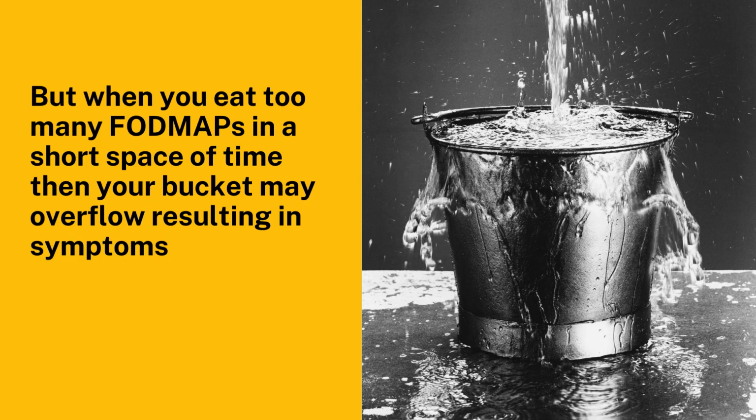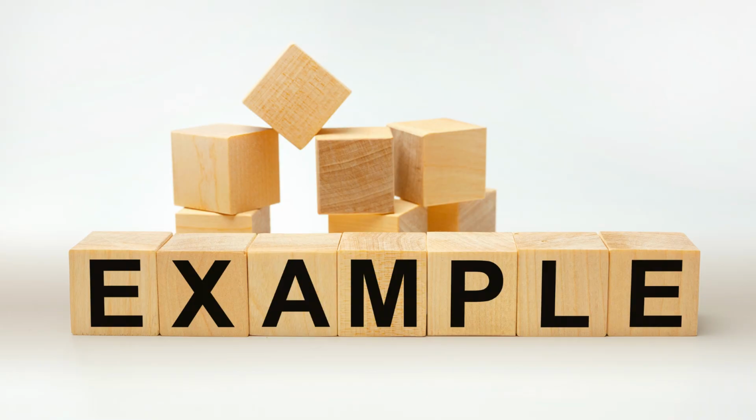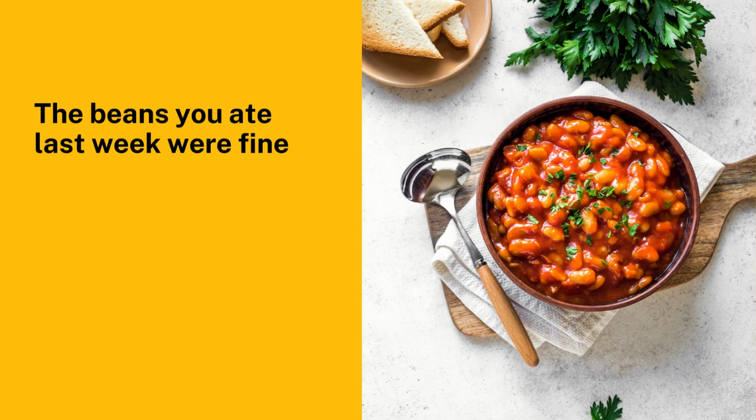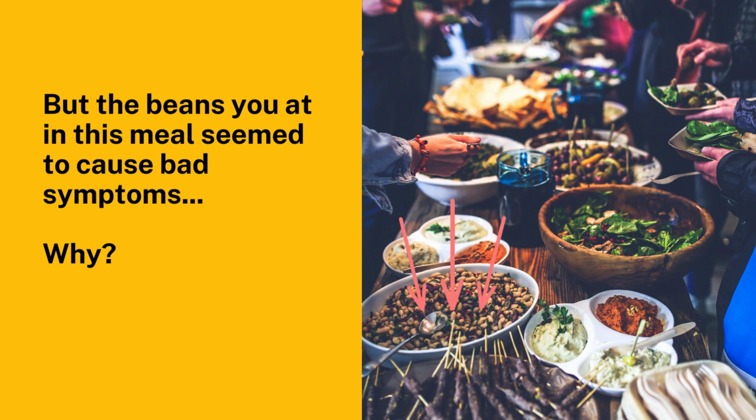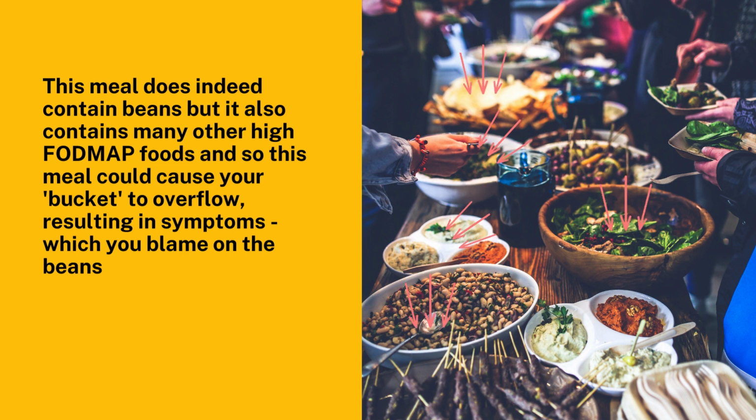So to give you an example, somebody would say to me, look, I ate beans last week and they were absolutely fine. But I had beans this time in a different meal and they caused terrible symptoms. So here are the beans. Why is that a problem? Why can I have them one week and not another? So looking at this food, you can see I've got some red arrows here. It's not just the beans that are high FODMAP here.